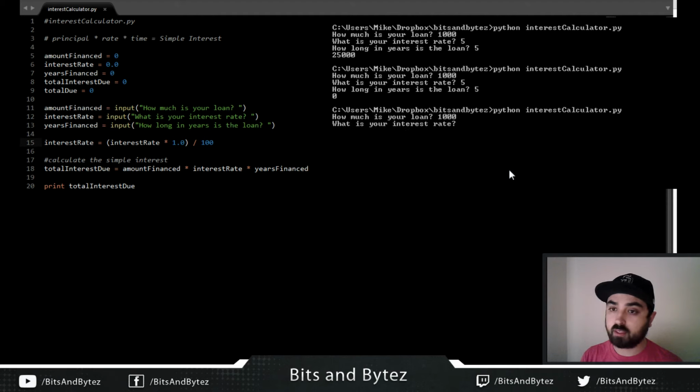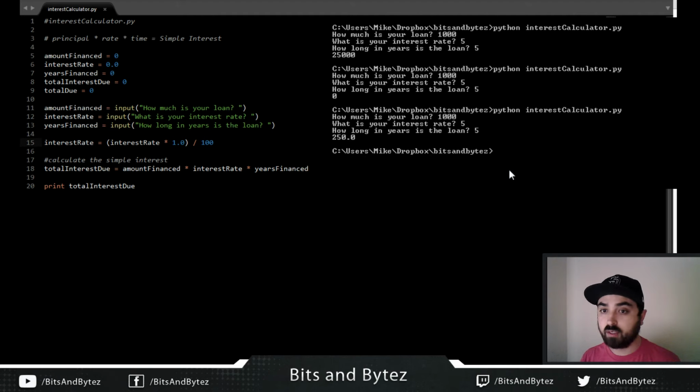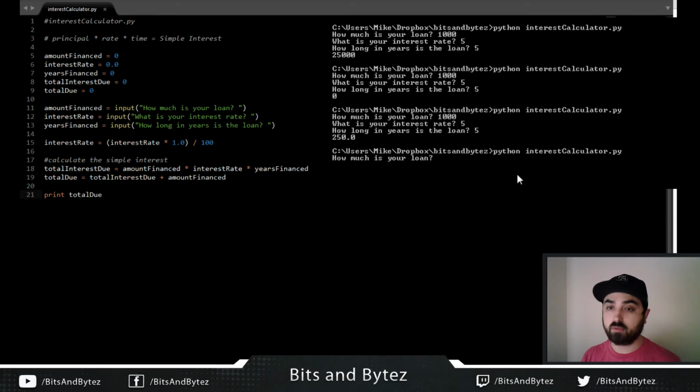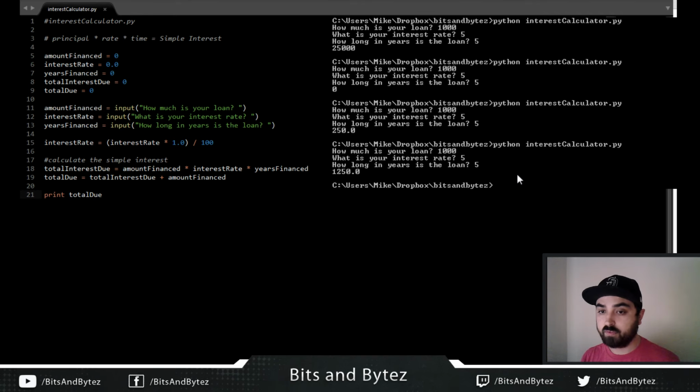And so we'll try it again. How much is your loan? $1,000. Interest rate is 5. Years is 5. So our total interest is going to be $250 for the whole 5 years, the whole term of the loan. It's not really what we want. We want the total due. So what we'll do is total due is equal to total interest plus amount financed, and then we'll print total due, and it should give us $1,250. 5%, 5, $1,250.